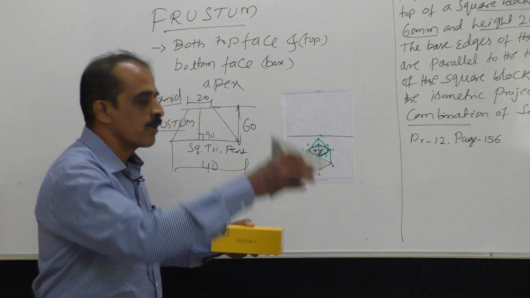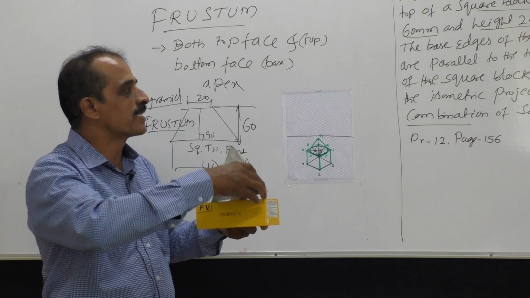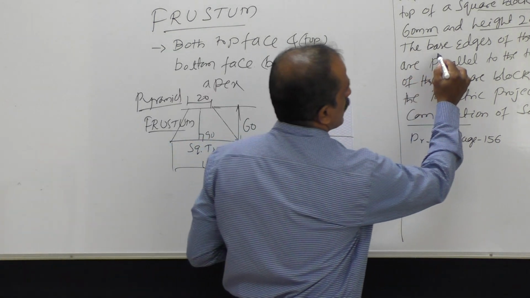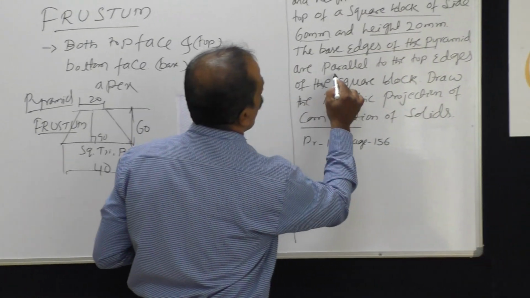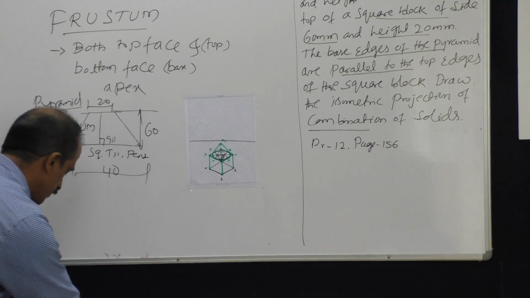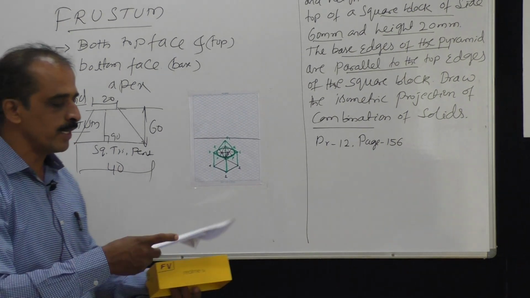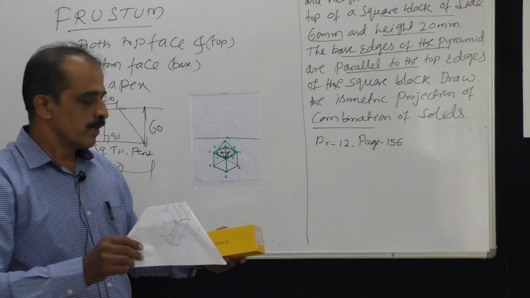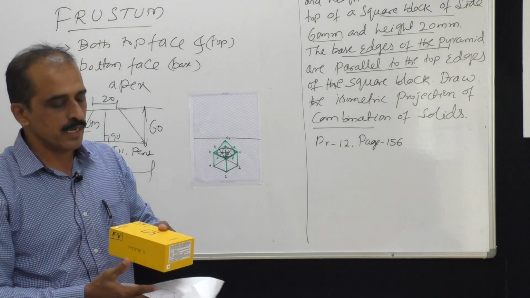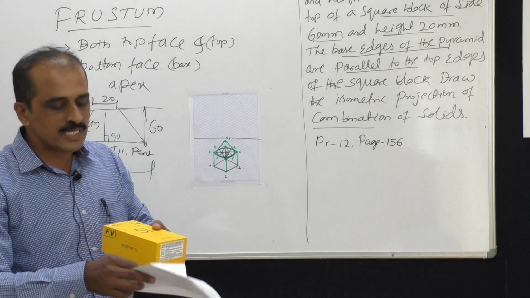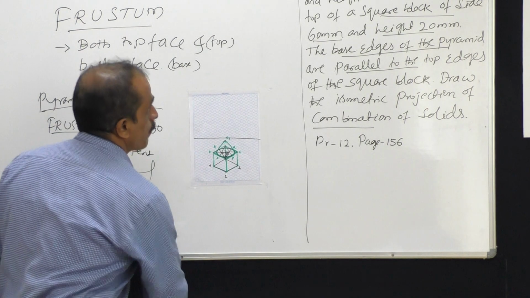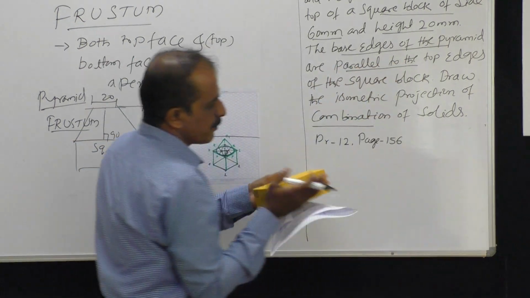Over this, a square pyramid is placed. That is what he has given in the problem. Very simple, clear. Such that the base edges of the pyramid are parallel to the top edges of the square block. So that means to say, now I will show it in 2D very exactly. Imagine this is the base edges of the square block, such that the top edges should be parallel to each other. He has given very clearly base edges of this pyramid.